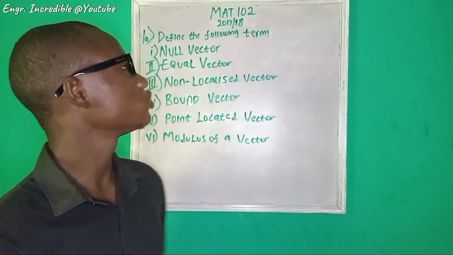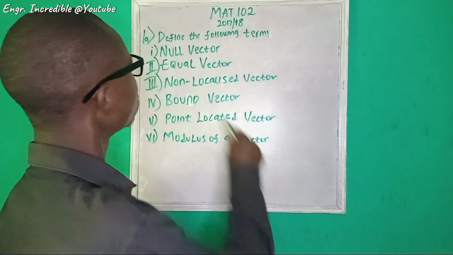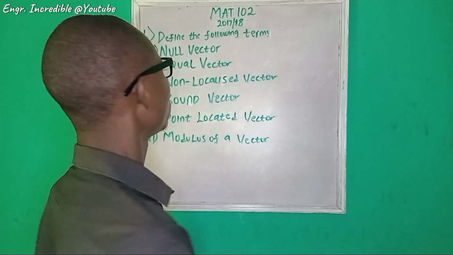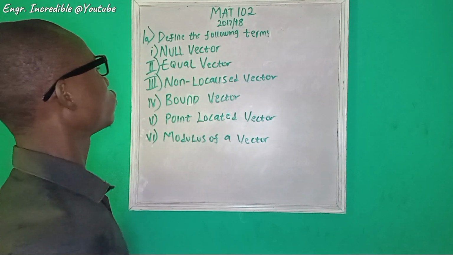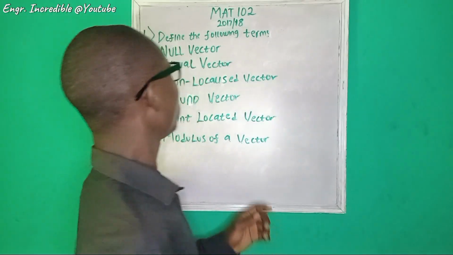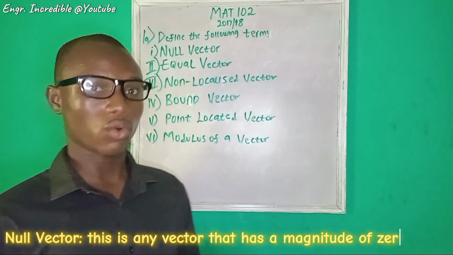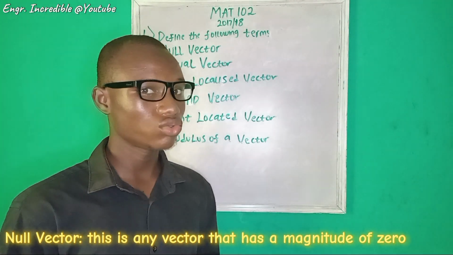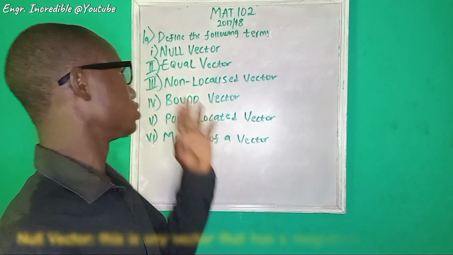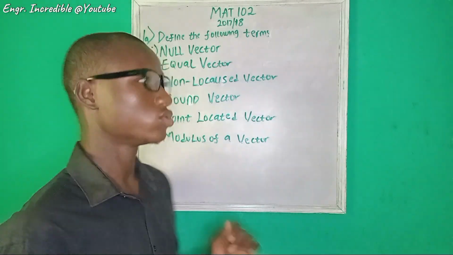So now we are moving on. Question 1A in the past question says define the following terms: the null vector, the equal vector, and so on. Let us start with the null vector. The null vector is any vector that has a magnitude of 0. That is the simple definition.